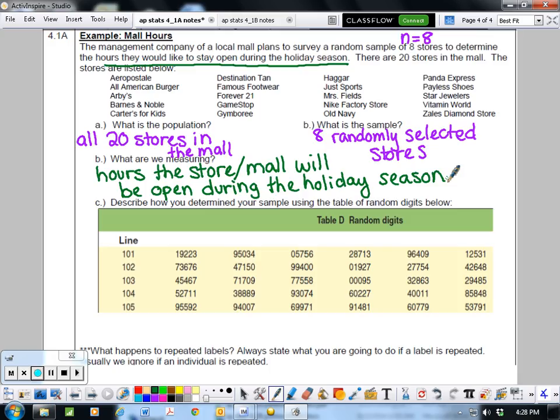Okay, so what we need to do now is go ahead and pick our sample. The first thing we're going to do is label our stores. They're listed in alphabetical order there. I can't label them with 1 digit because I have more than 10 stores, so I have to label with 2 digits. So 01, 02, 03, 04, 05, 06, 07, 08, 09, 10, 11, 12, 13, 14, 15, 16, 17, 18, 19, and 20. So I've labeled my stores. I'm going to go ahead and describe that: label stores with 2-digit number.